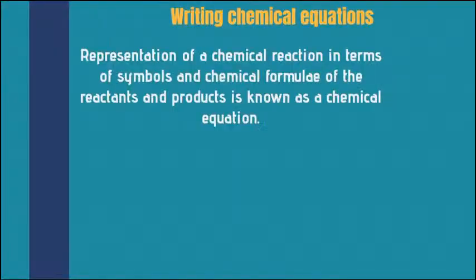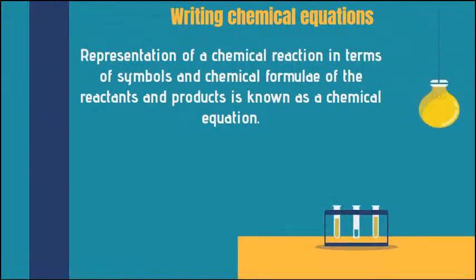Okay, so now let's move on. And now let's see how we write a chemical equation. Representation of a chemical reaction in terms of symbols and chemical formulae of the reactants and products is known as a chemical equation. So usually chemical equations are represented in the form of symbols. We can also represent it in the form of words, but it is a little difficult to write and we are a little lazy. So we'll write it in the short form.